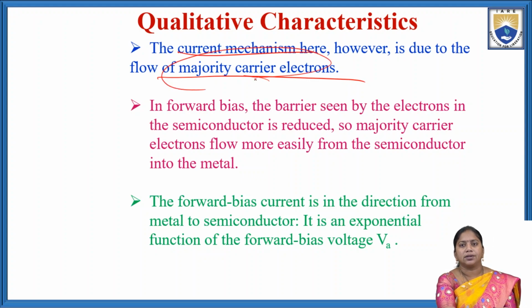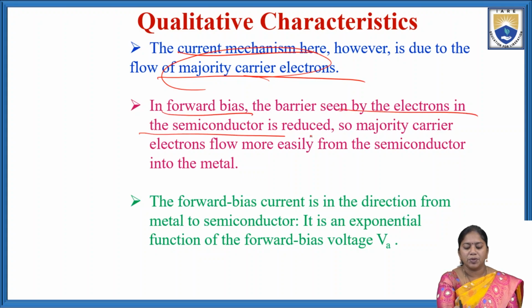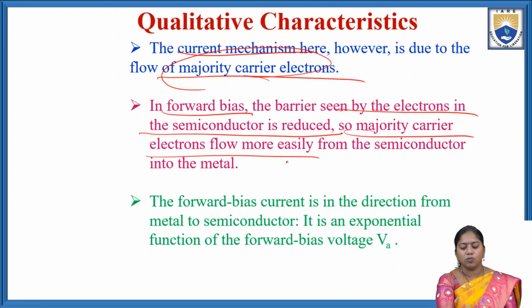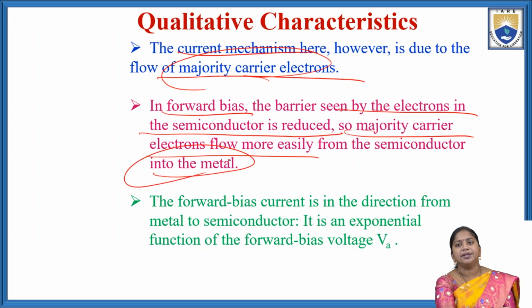carrier electrons. In forward bias, the barrier seen by the electrons in the semiconductor is reduced. So majority carrier electrons flow more easily from the semiconductor into the metal. Here the barrier height is reduced, which means the electrons easily overcome that barrier.